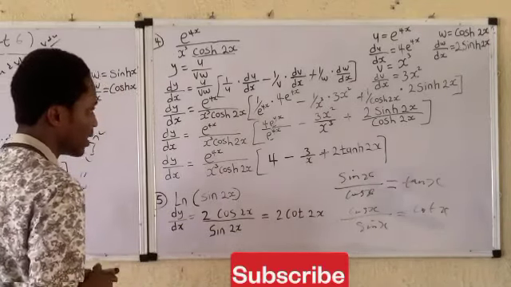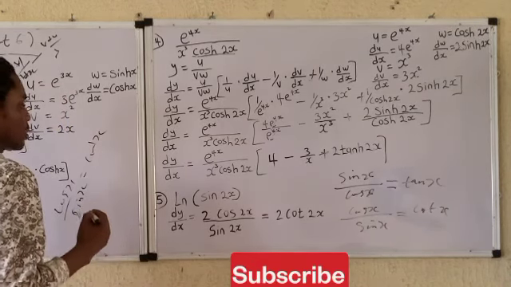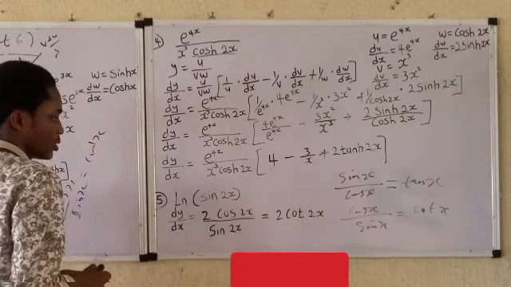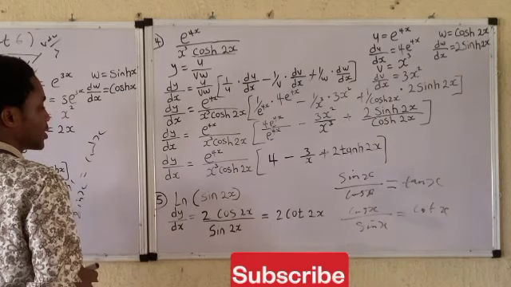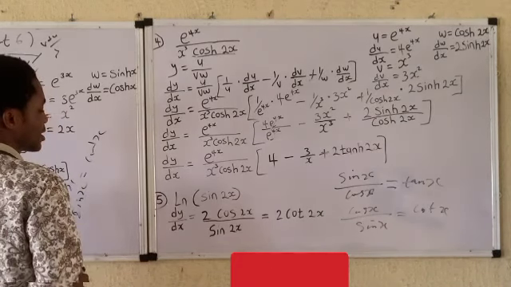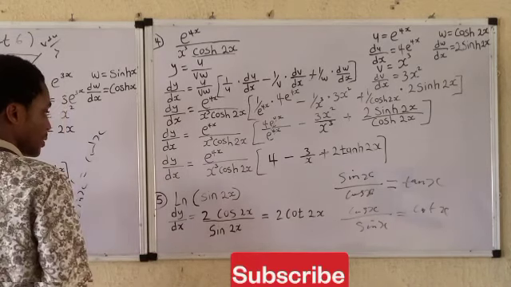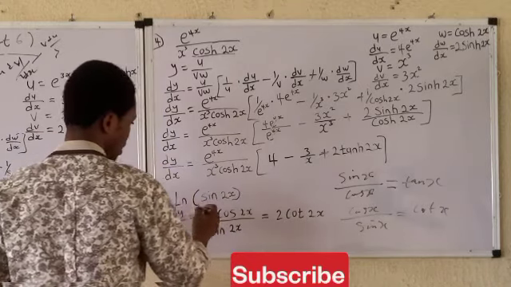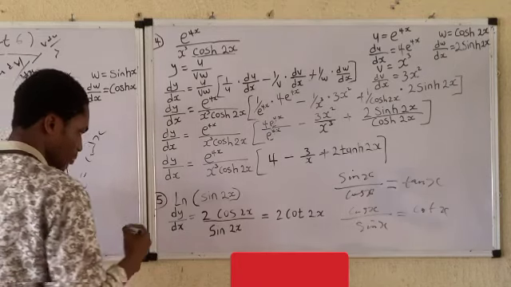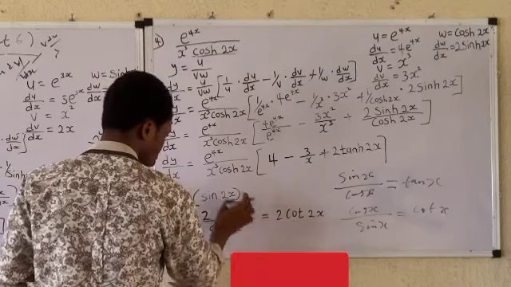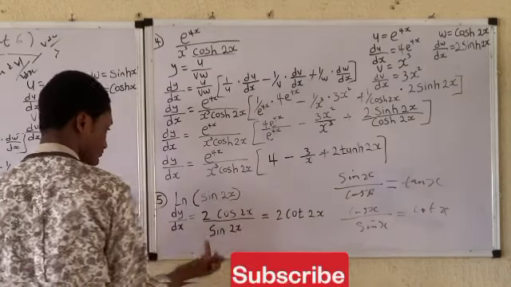Now, moving to question number 5. Natural log, bracket open, sin 2x. Find dy/dx. Now, dy/dx equals, remember our log rule. This is the function, right? Now, we differentiate the function. Differentiating sin 2x will give us 2 cos 2x over what we differentiated, sin 2x, right?